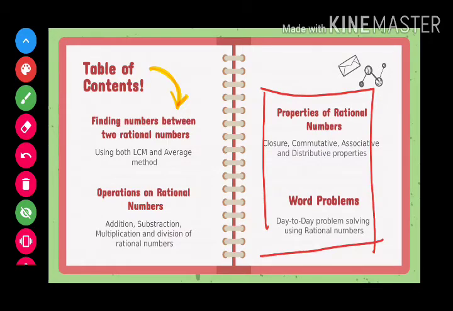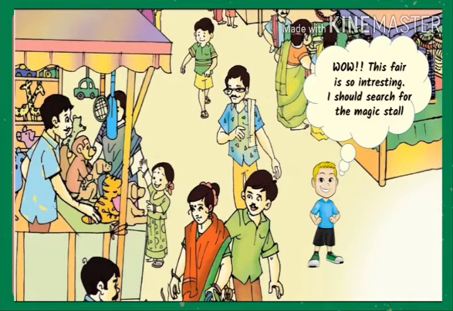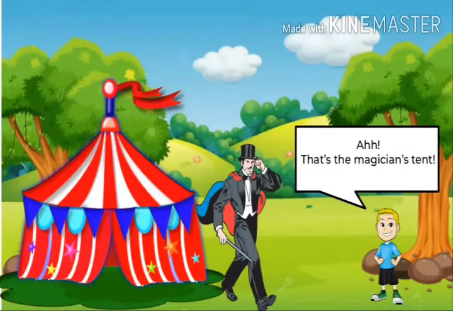So before getting into the lesson, let's see a story about rational numbers. Wow, this fair is very interesting. I should search for the magic stall. That is the magician's tent. But where is the magician?